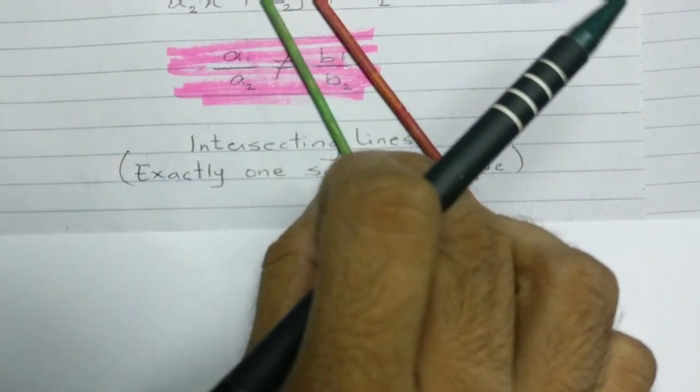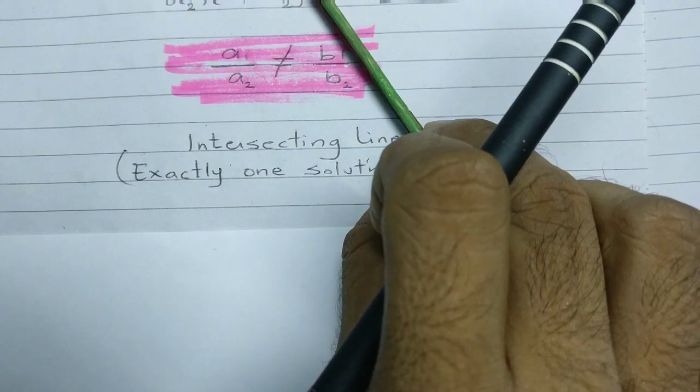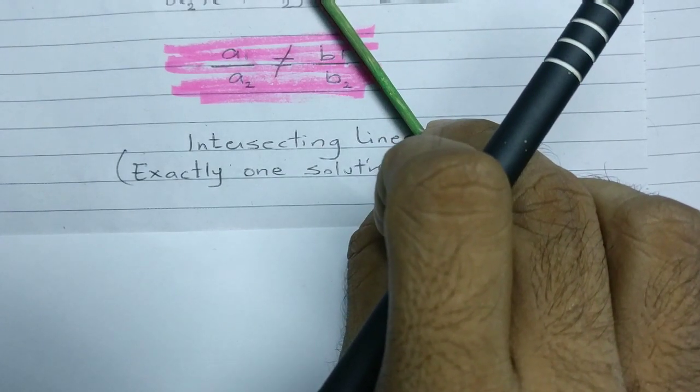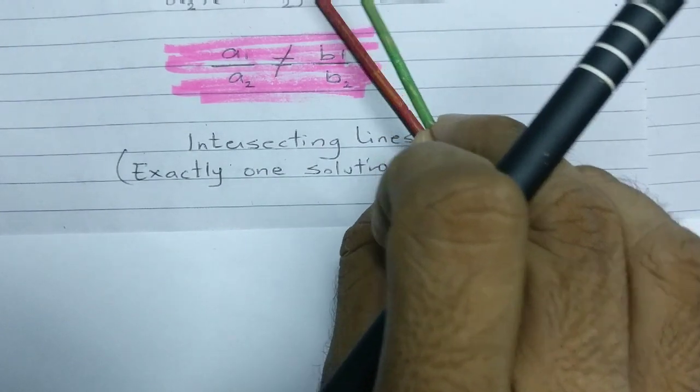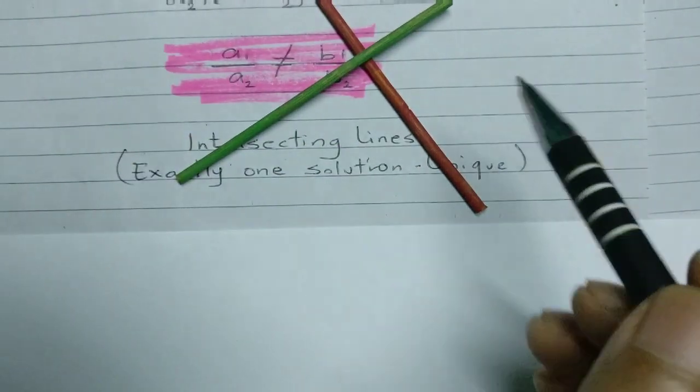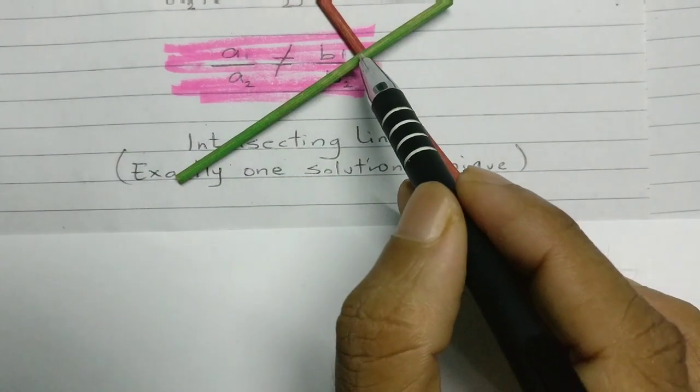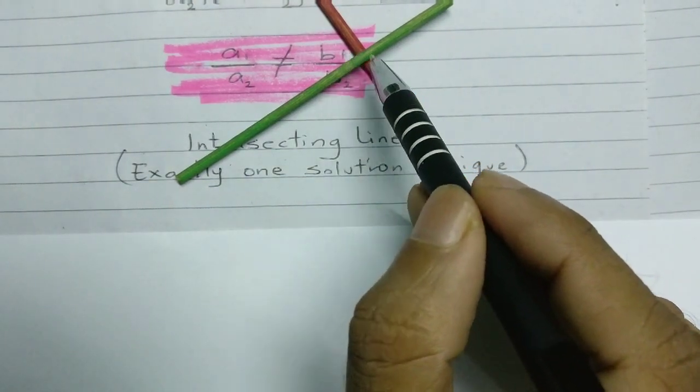Whereas in the first case, when we were looking at two lines overlapping, there are so many places where the line is touching. So it is going to give you infinitely many solutions. In this case, it is a unique solution because it is going to cut only at one point.